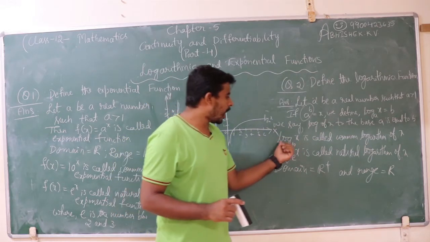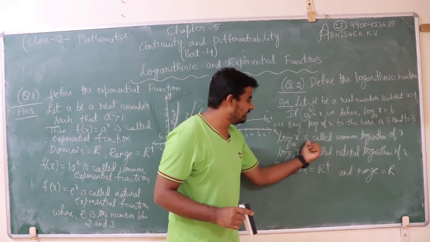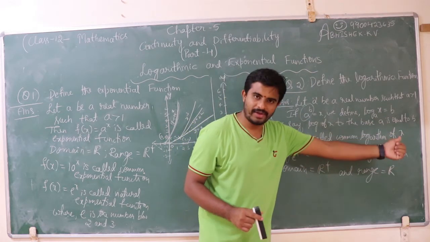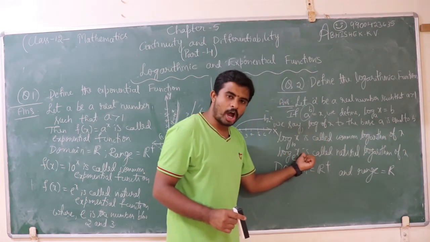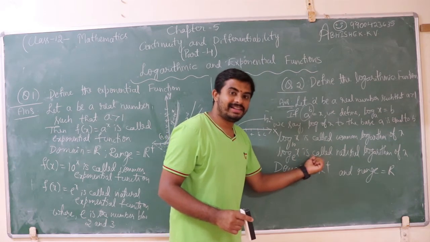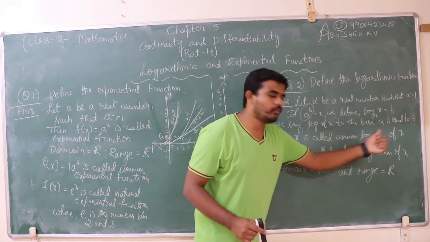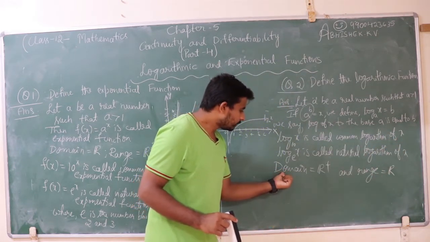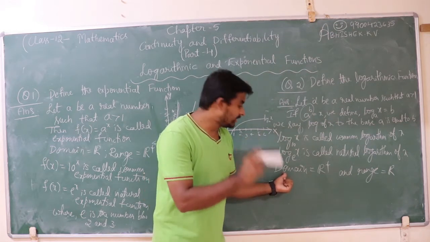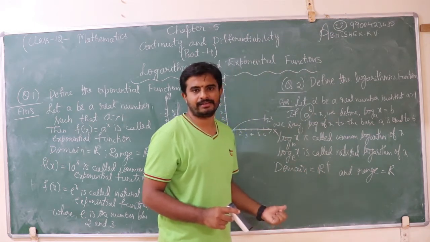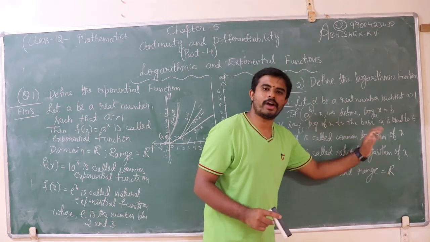Is it clear? Log of x to the base 10 is called common logarithm of x. Log of x to the base e is called natural logarithm of x. See, here the domain is set of all positive real numbers, the range is set of all real numbers.